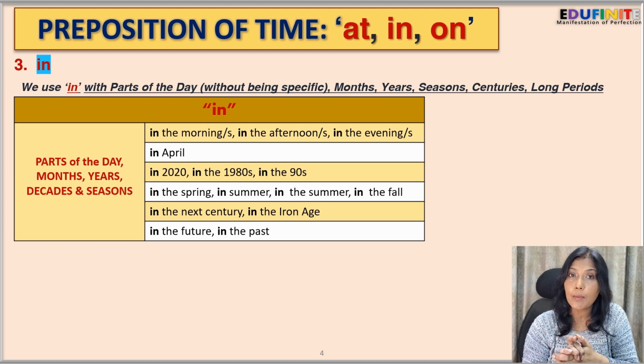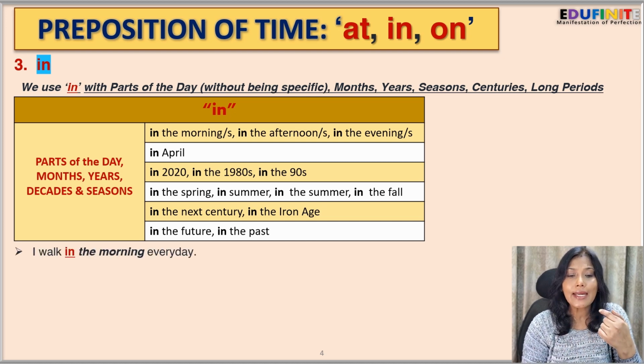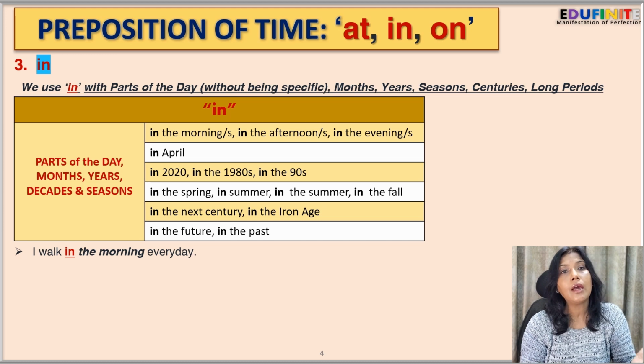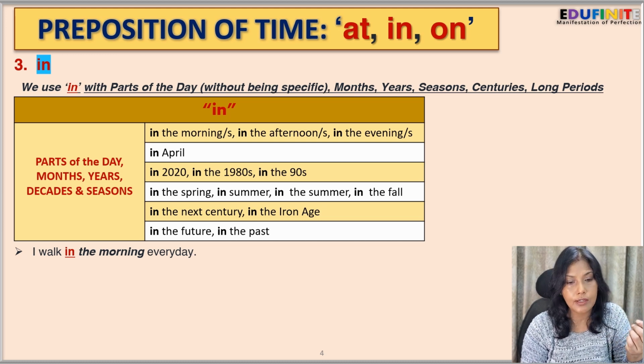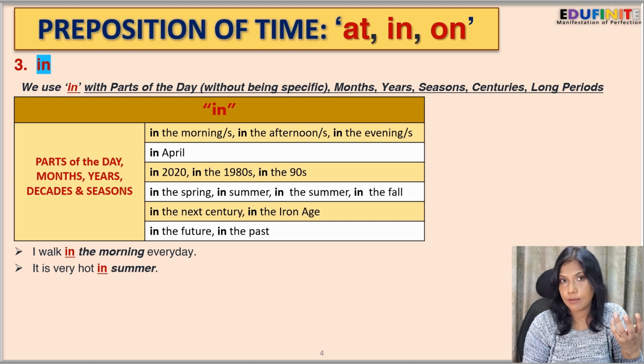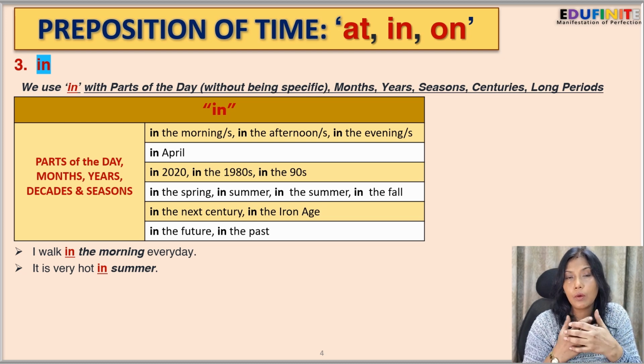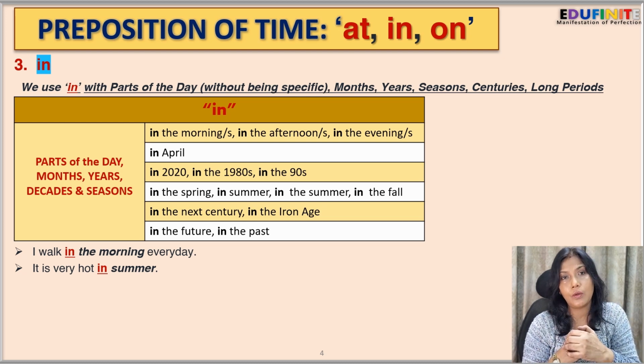Now let's look into some of the sentences to understand it much better. I walk in the morning every day. So that's my routine. Every day early in the morning, I go out for morning walks. Next, it is very hot in summer. Yes, because of global warming. Now the summers are very hot. So it is very hot in summer.